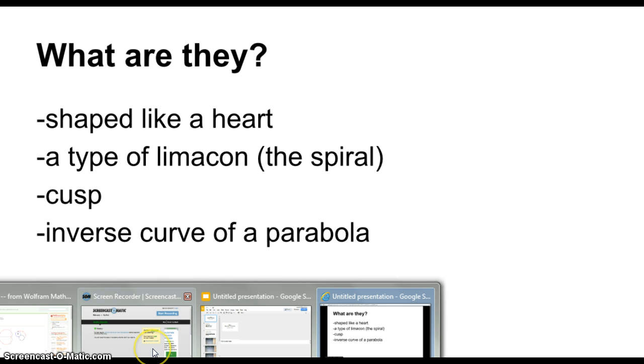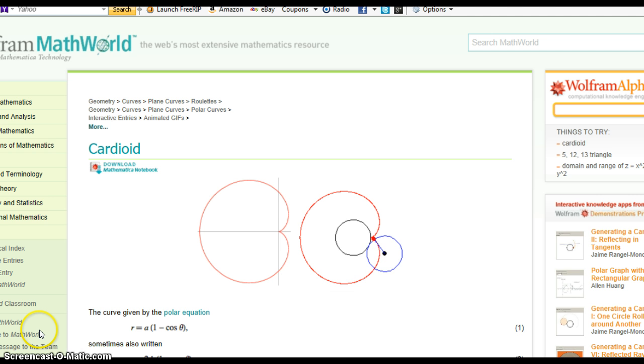To look at how this works, the cardioid has a fixed circle in the middle with a point where it starts, which is the cusp, and then the other circle moves around it, and the point on the end of the radii revolves around the circle in contact. So it makes a heart shape similar to that.